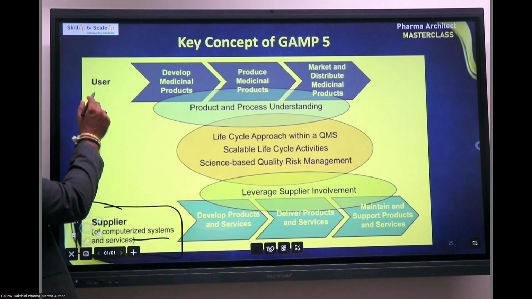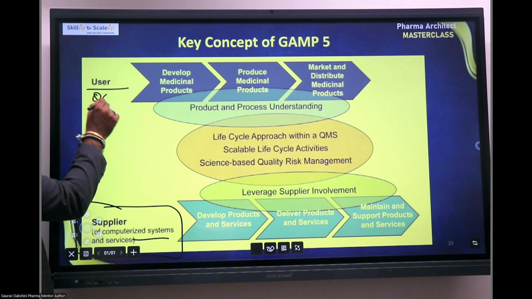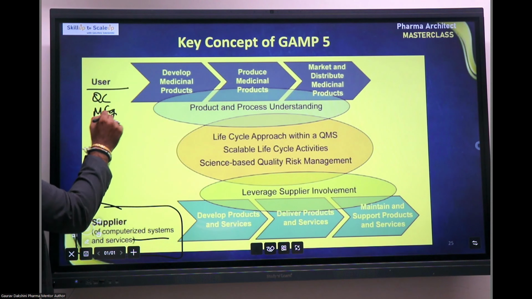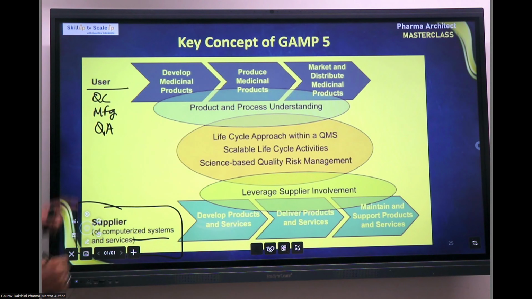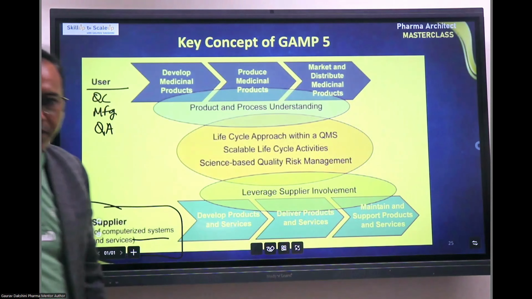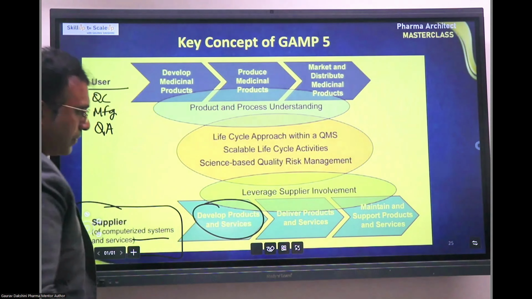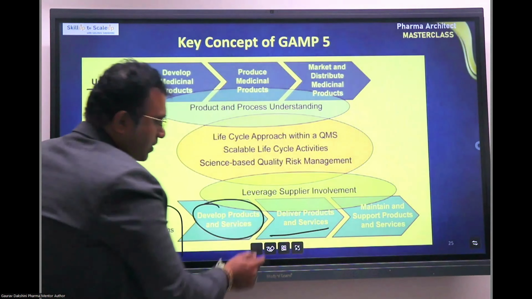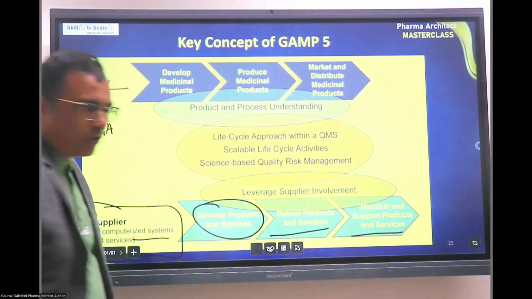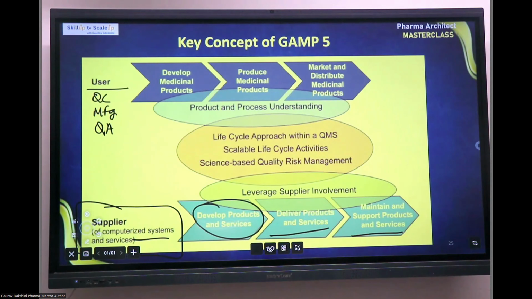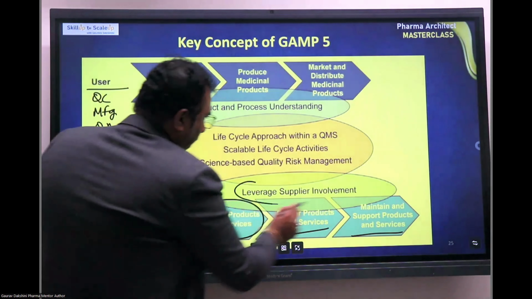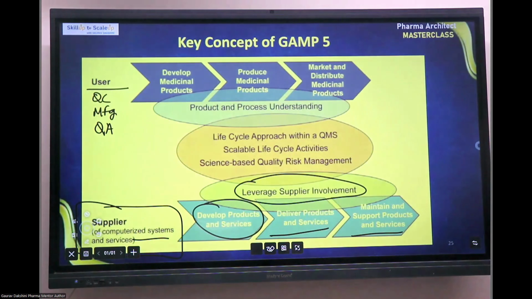Now, who is the user? Here the user is, let's say, QC or manufacturing or QA. These are all the users. Now, how these things go together, that we will see. So what do they do? They develop the products and services, they deliver the products and services, and they also support the maintenance. Now, you leverage the supplier involvement.